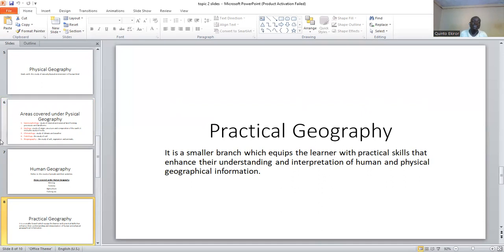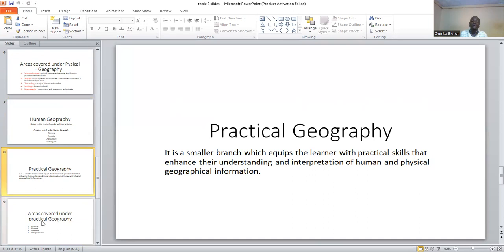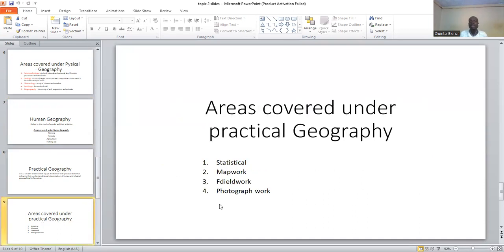Let's now see the areas covered under this branch. Number one, we have statistics, for example, acquiring data, presenting data, and analyzing data. That is under statistics, and it's covered in this branch. We have map work, for example, cartography, which deals with map making and analysis. That is under map work.